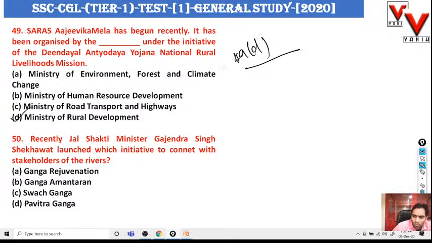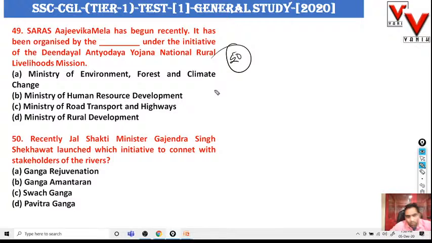Now we are going to proceed further and discuss question number 50. Recently Jal Shakti Minister Gajendra Singh Shekhawat launched which initiative to connect with the stakeholders of India? That was the Ganga Amantran. Jal Shakti Minister Gajendra Singh Shekhawat launched the Ganga Amantran initiative to connect the stakeholders of the rivers.